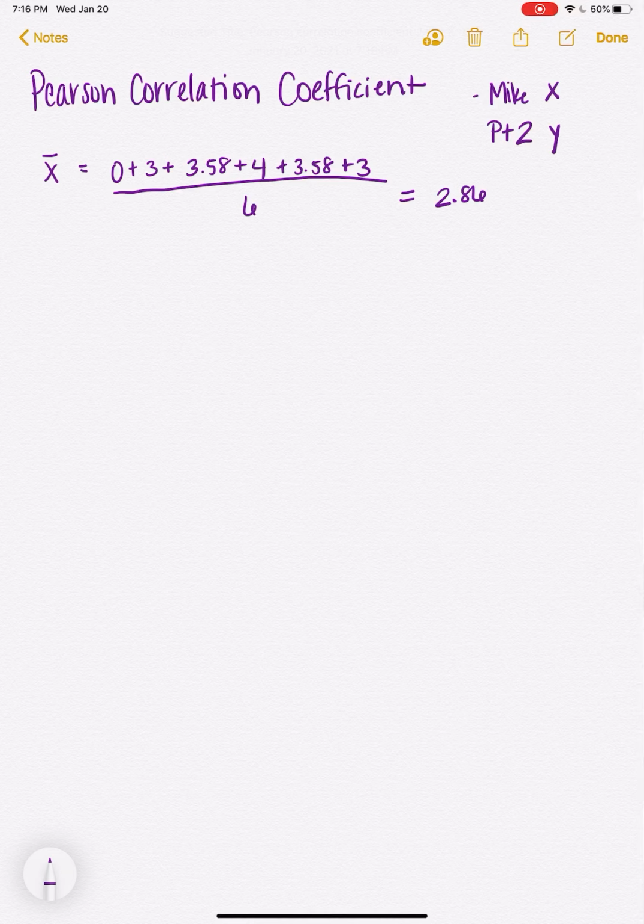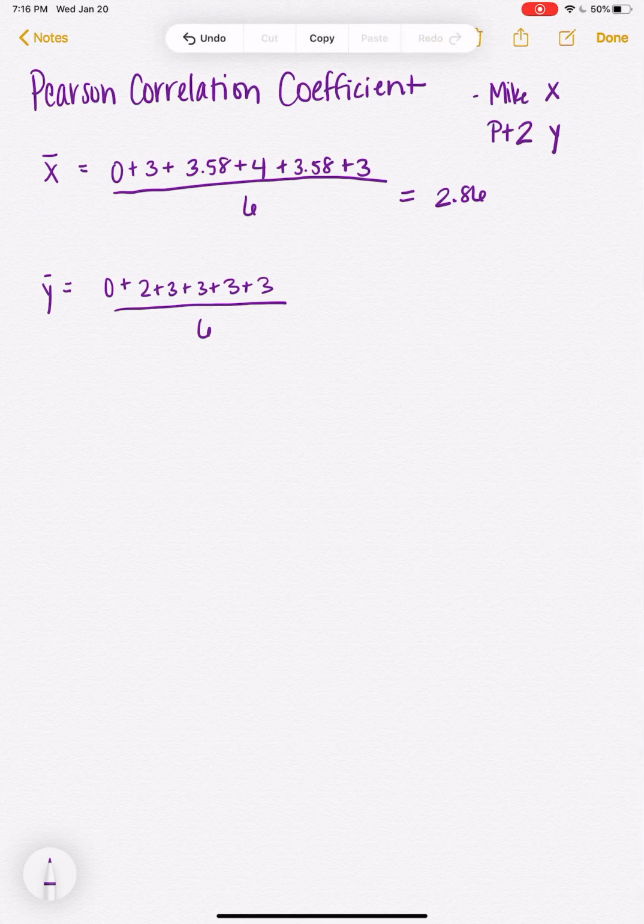Now, I'm going to do the same thing for patient 2. Patient 2's values were 0 plus 2 plus 3 plus 3 plus 3 plus 3. Then I will divide that by 6 as well. And so for patient 2, I get 2.33. So those are the two numbers that I'm going to be working with. This is kind of step 1.